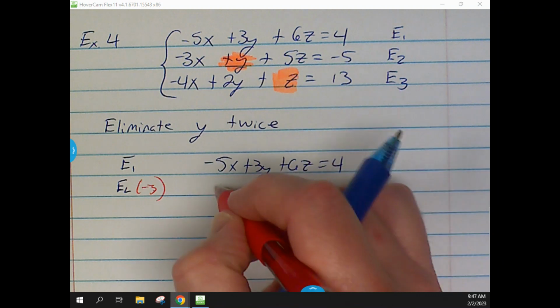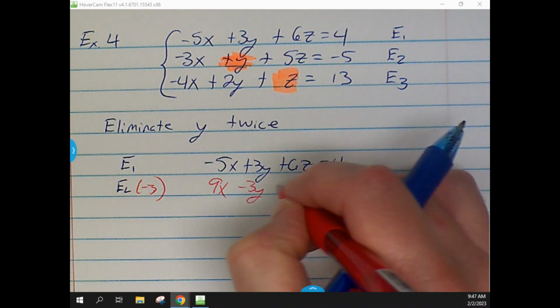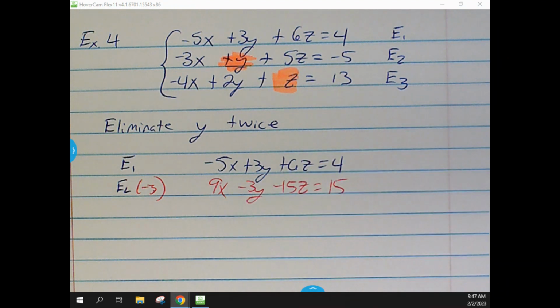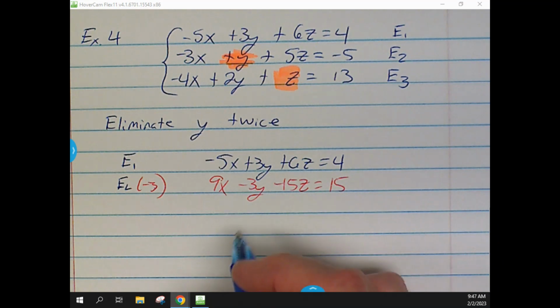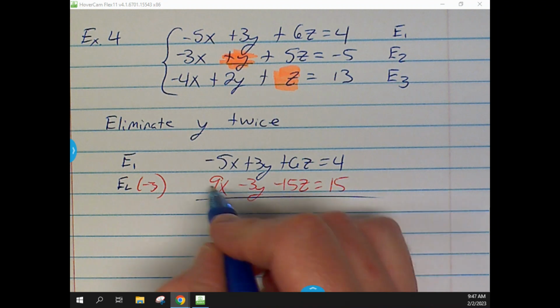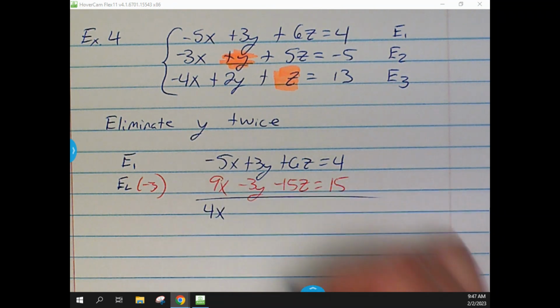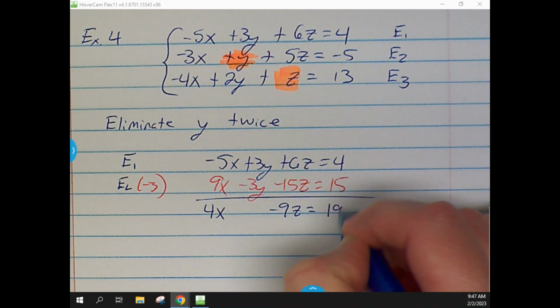All right, multiplying by -3. That makes that a 9x, a minus 3y, a minus 15z, and a positive 15. Okay, so that's 9 minus 5, so that's 4x. The y is gone. That's 6 minus 15 for -9z, and that's 19.